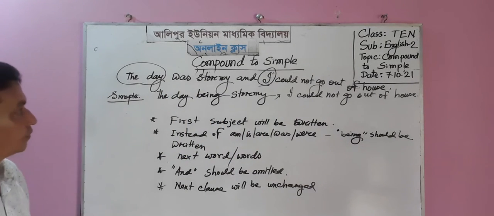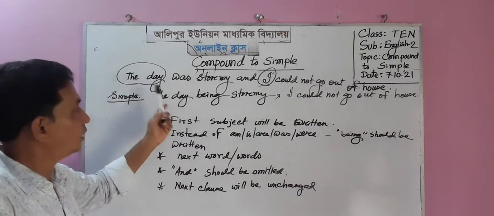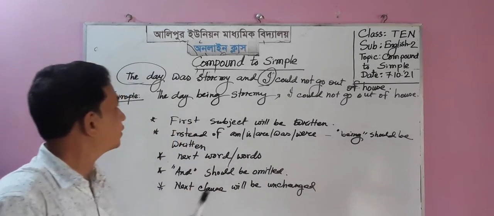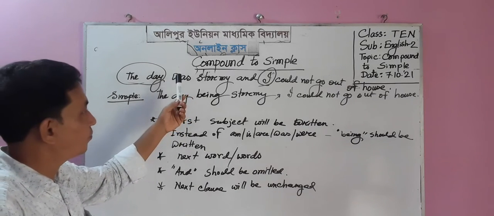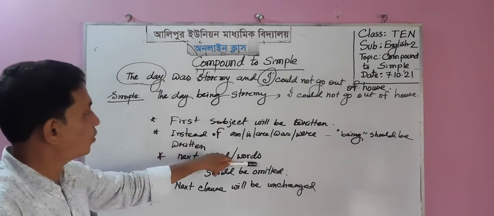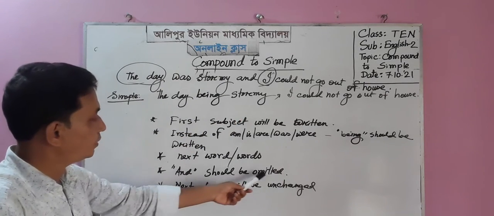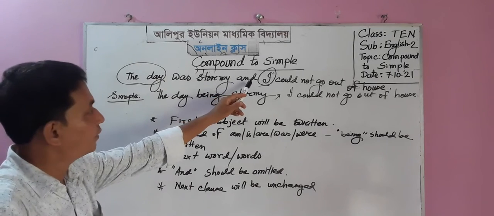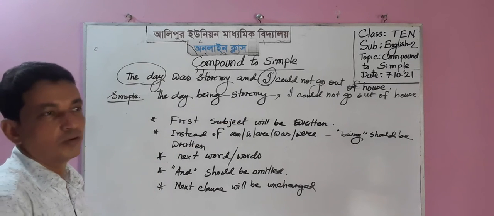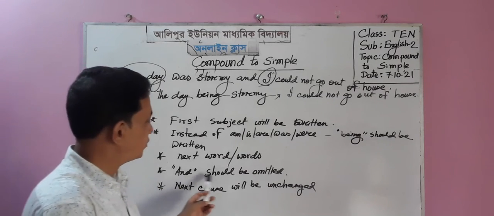Look at the whiteboard again. First of all, the subject will be written. The first subject is the day. The day must be written, and then instead of am, is, was, were, being should be written. Was, were is a be verb, and instead of was, were, we may write being. And the next word is stormy. Stormy will be written, and then "and" should be omitted. "And" is a conjunction, and in a simple sentence we cannot write "and". We need not take any kind of conjunction in a simple sentence. So "and" should be omitted.